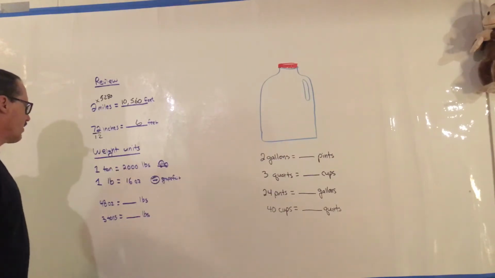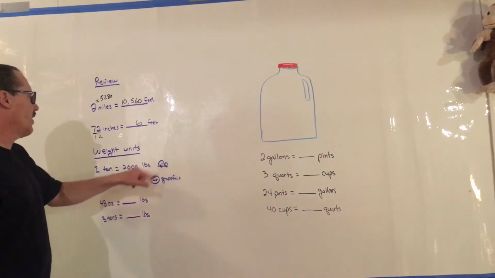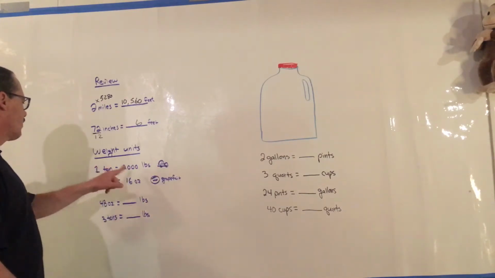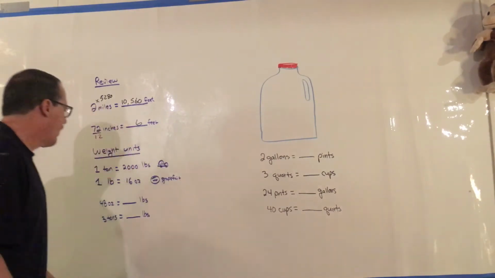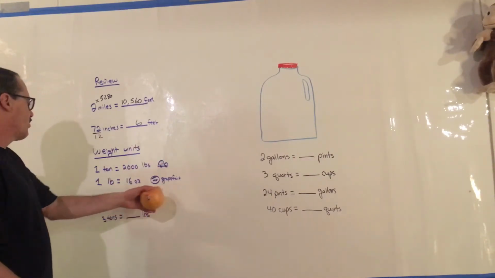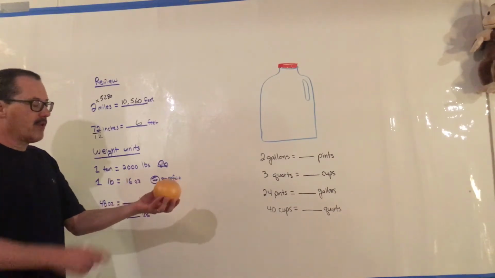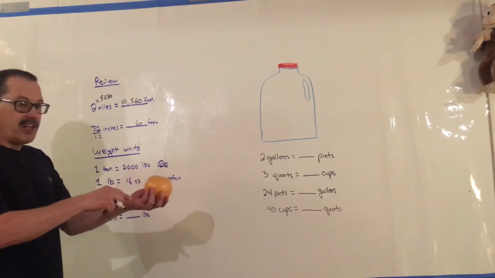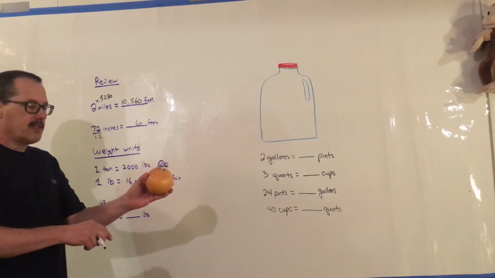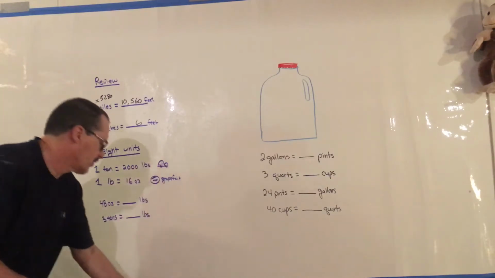This is weight units. 1 ton equals 2,000 pounds, which is about the weight of a small car. So those two things are equal. 1 pound is about the size of a good sized grapefruit, as you can see here. And 1 pound is equal to 16 ounces. So if I took this grapefruit and I chopped it with a knife into 16 equal pieces, each piece of that grapefruit would weigh 1 ounce.